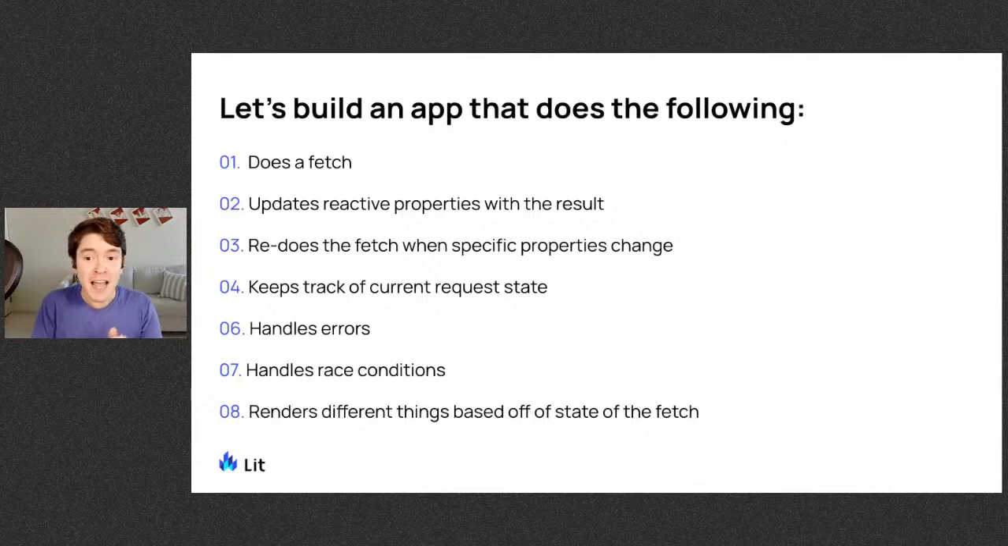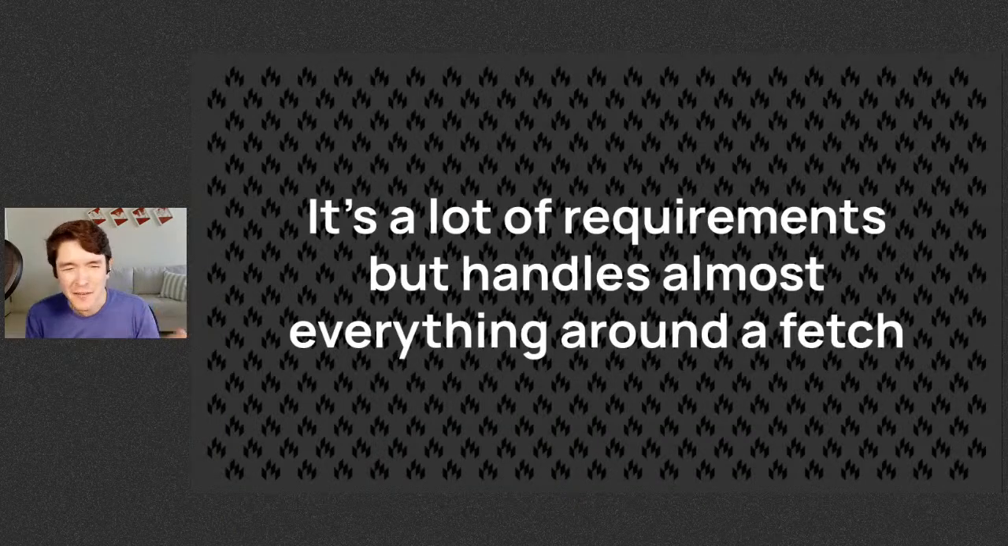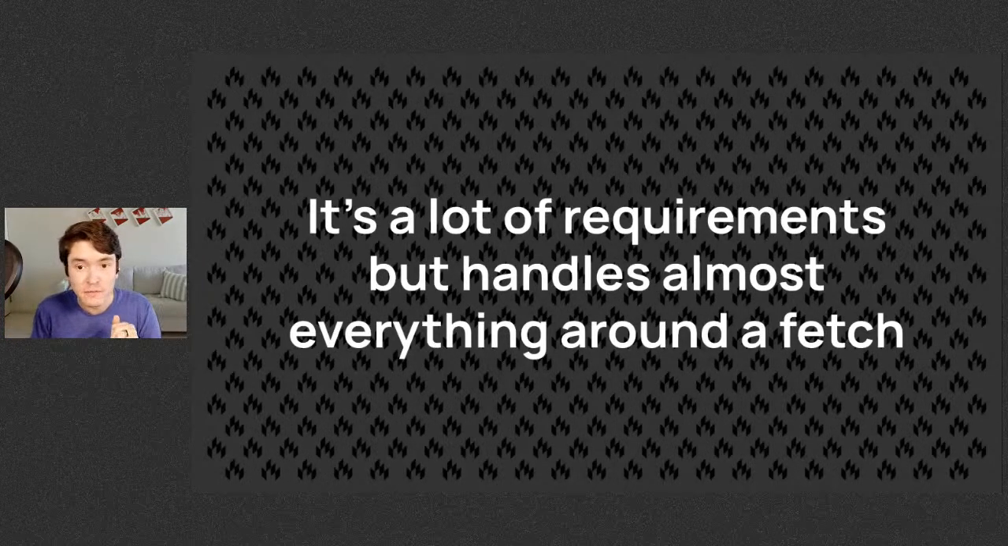So let's build an app that handles fetches comprehensively. An app that does the following. It does the fetch. It updates reactive properties with the result. It redoes the fetch when specific properties change. Keeps track of the current request state. Handles errors. Handles race conditions. And renders different things based off the current state of that fetch. I know it's a lot of requirements, but this handles almost everything you would basically need around a fetch.